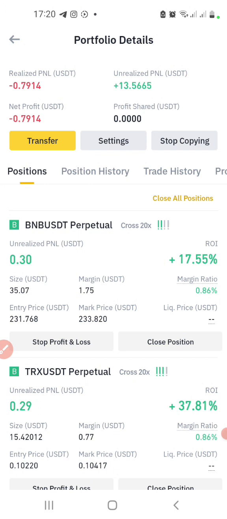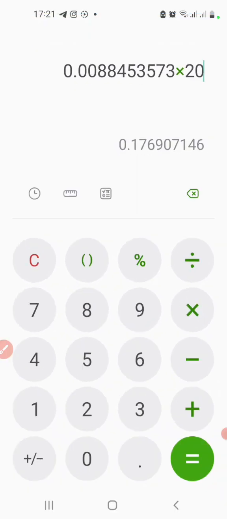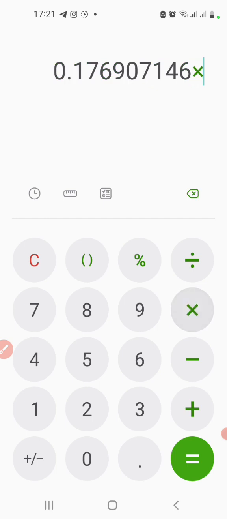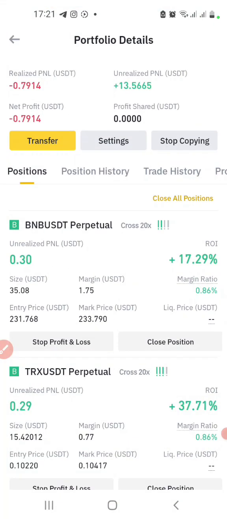So that is the return on investment, 17.69, right? Once you have the return on investment percentage, you multiply that by the margin, the amount in the margin. Here we have 1.75, so this one multiplied by 1.75 will give you the unrealized profit, that is 0.309, as you can see it here, 0.309.